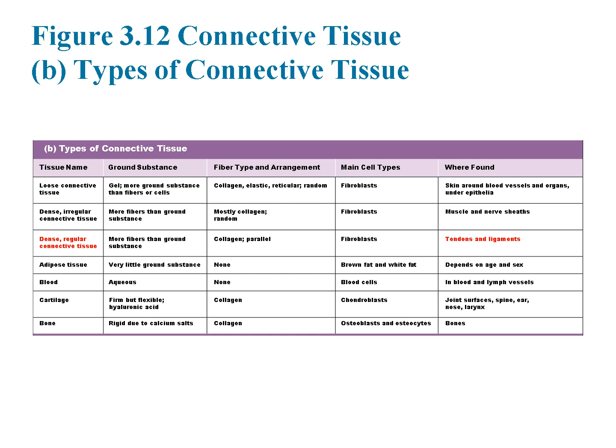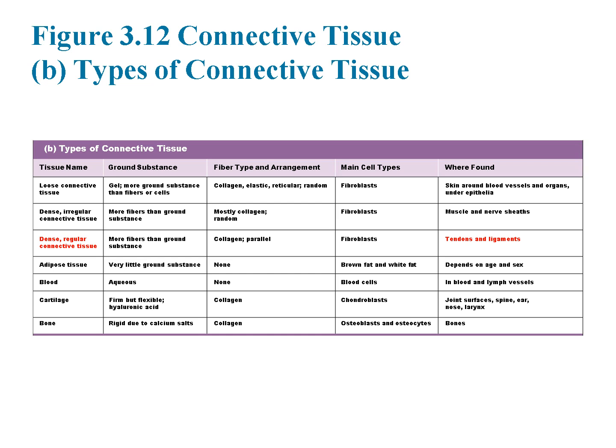Dense regular connective tissue is the body's ropes and cables: tendons and ligaments. The collagen fibers here are perfectly aligned in parallel, making it super strong for pulling forces. Fibroblasts are still the main cells.